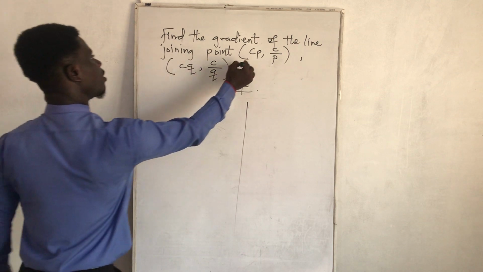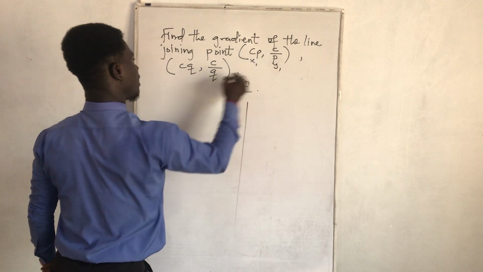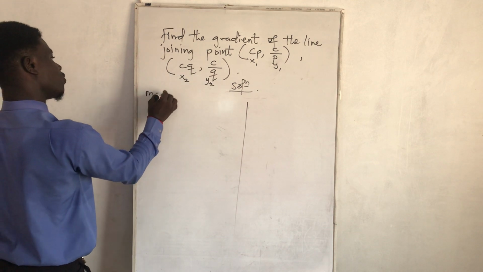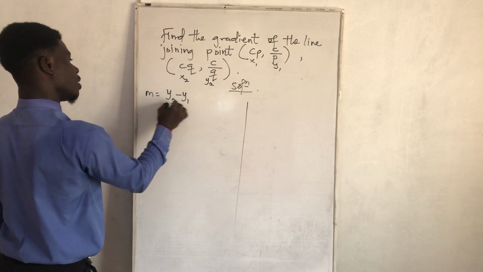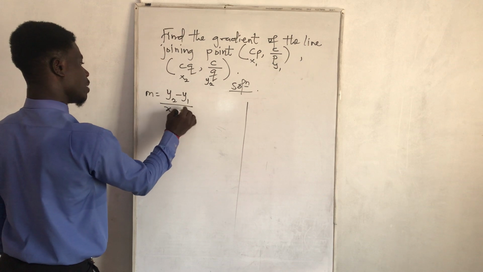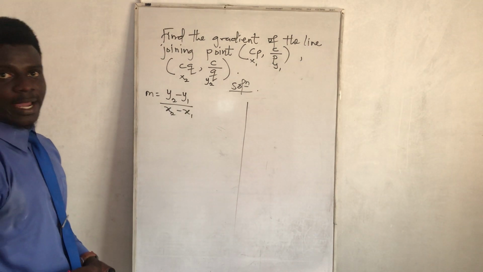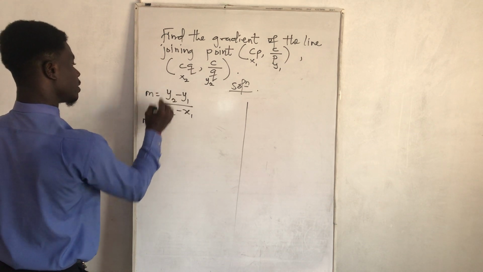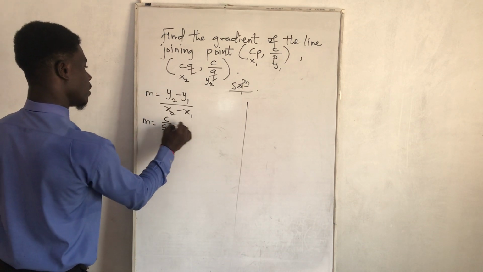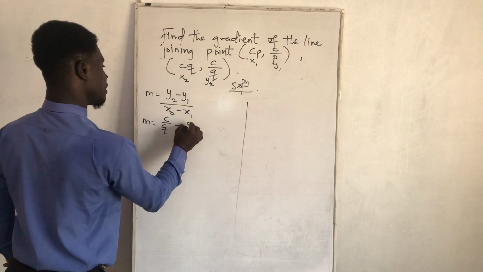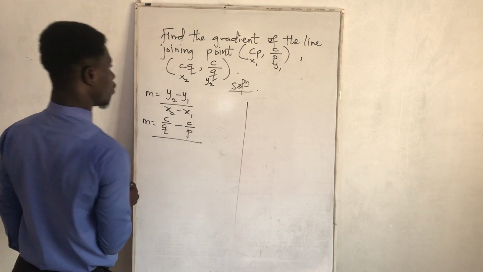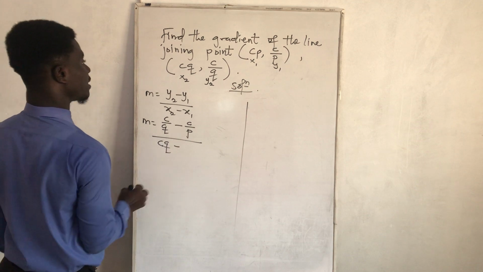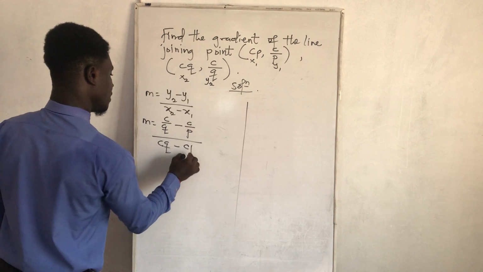So I have x1, y1, then x2, y2. So m should be equal to y2 minus y1 all on x2 minus x1. Right. So we know our y2, which is C on Q, minus y1, which is C on P, all on x2. x2 is CQ minus x1, which is CP.